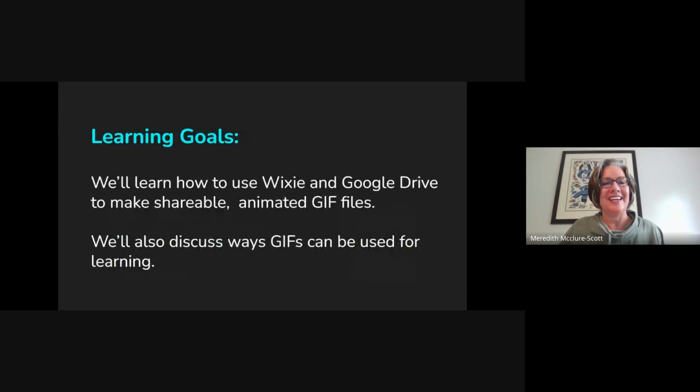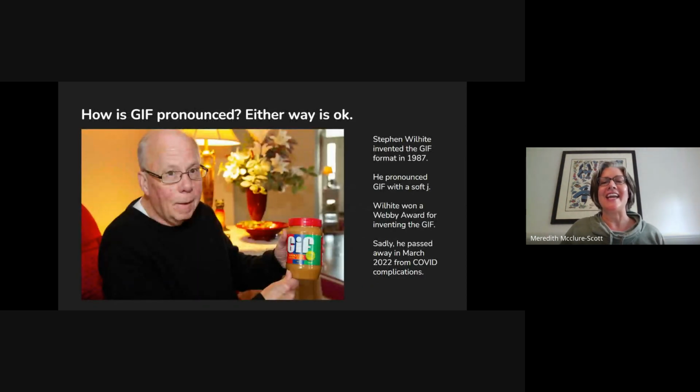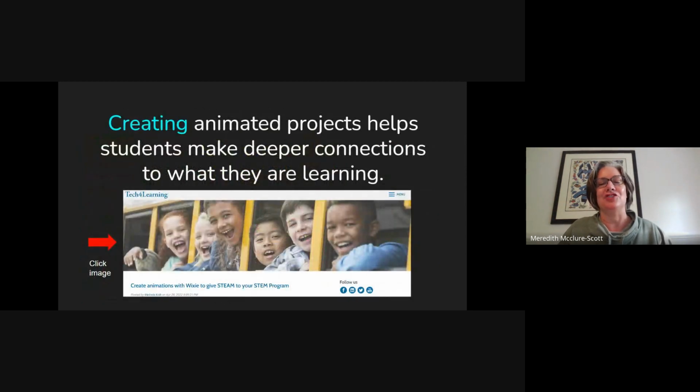Thank you so much. So we're going to learn how to use Wixie and Google Drive to make shareable animated GIF files today. I do pronounce it GIF because Stephen Wilhite, the GIF inventor in the 1980s, pronounced it with a soft J. So out of respect for him, I say GIF. He did win a Webby Award for inventing the GIF, and sadly, he passed away in March 2022 from COVID complications.